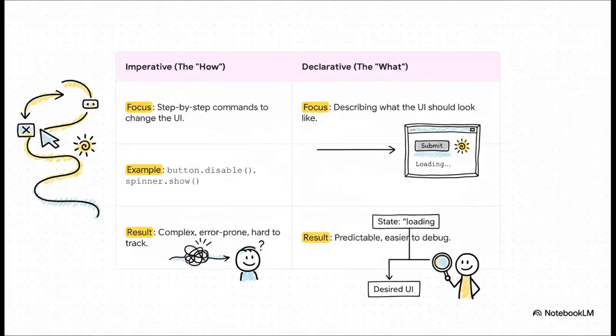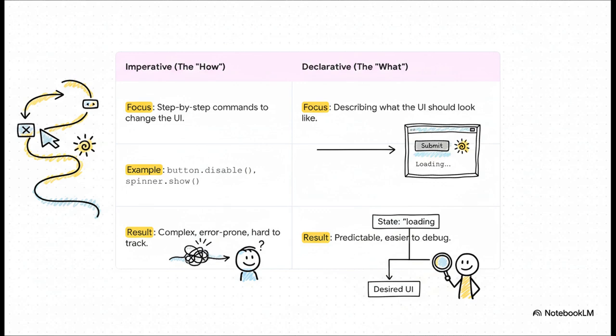On the left, you've got the imperative approach. Think of it like giving your computer super specific turn-by-turn directions. You're saying, okay, first, find this button. Now, disable it. Next, show this spinner. It's very step-by-step. But the declarative approach, and this is what React is all about, is completely different. It's like showing the computer a picture of your final destination. You just say, hey, when we're in a loading state, the UI should look exactly like this. And you let React figure out all the little steps to get there.